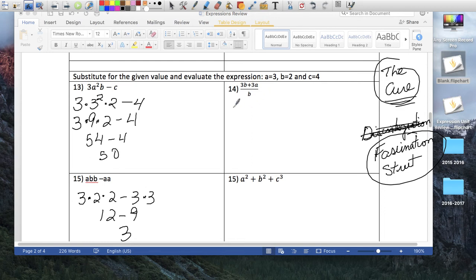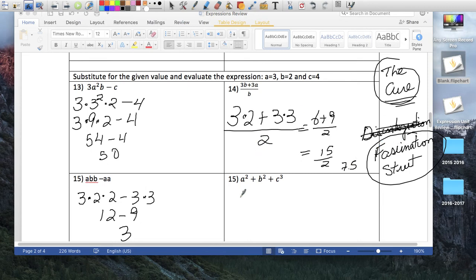Over here, 3 times b, and b is 2. Plus 3 times a, and a is 3. All that over b, which is 2. So on top, 3 times 2 is 6. Plus 3 times 3 is another 9, over 2. And 6 plus 9 is 15 over 2. And 15 over 2 is just 7.5.